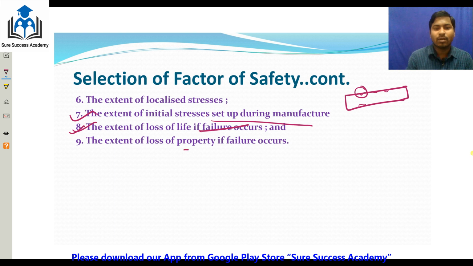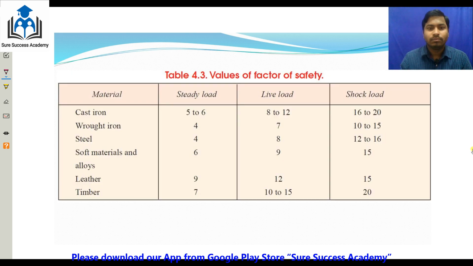The extension of loss of property is the failure. This is very important. Property is also important. If you work at maximum load, there is a collapse, then the entire cost of the material sheet is spoiled. So always work below the ultimate stresses by giving the factor of safety. So friends, this is the factor of safety.